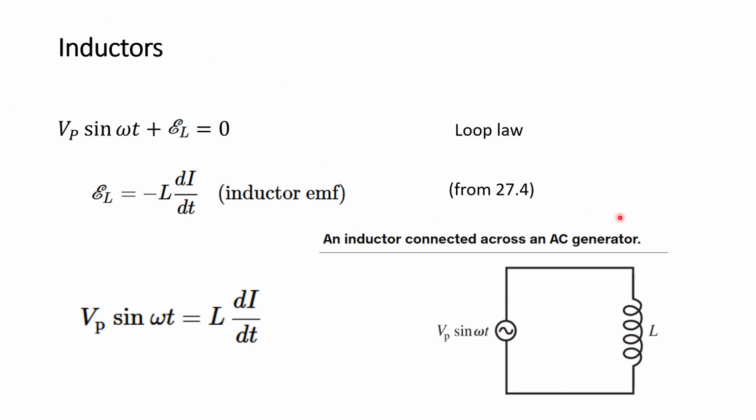In chapter 27, specifically section 4 on inductance, we learned that the voltage of the inductor is equal to negative L times di/dt. So that is the inductor's EMF. And now let's put these two equations together. I'm going to rewrite the top equation, but substitute in for E sub L, negative L di/dt. And while I'm at it, I'm also going to add it to both sides of the equation so as to put it off to the right. So when we do those steps, we've got peak voltage times sine omega t equals L di/dt.